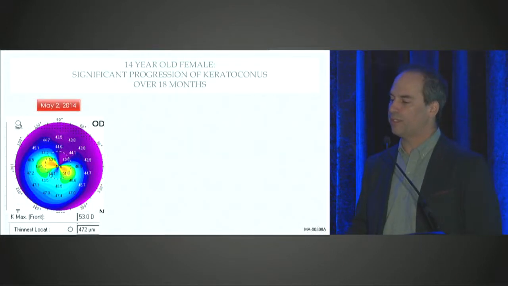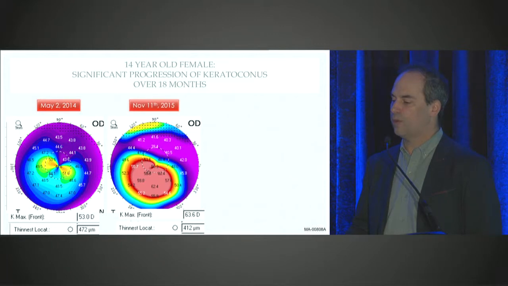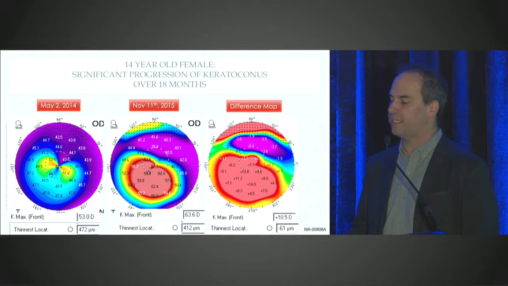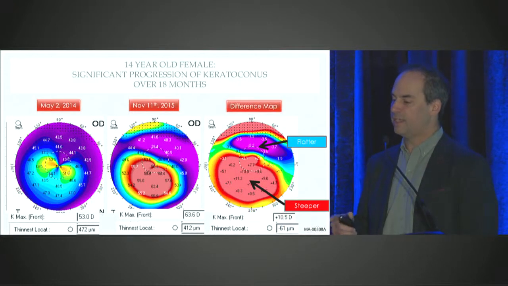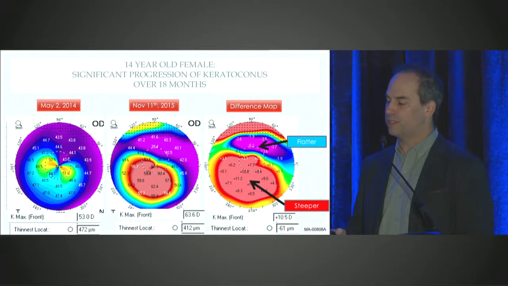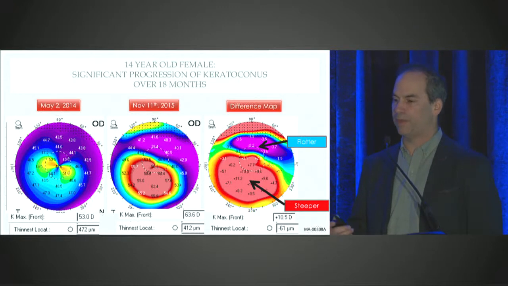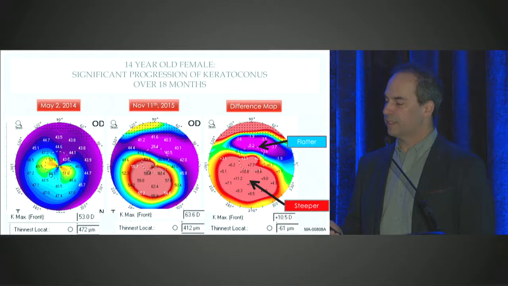Here's another patient. This is a 14-year-old female. You can see how significantly they can progress over a year and a half. We diagnosed this patient with early keratoconus, but they didn't come back for 18 months. Again, the difference map is the key here, where you see this massive change. It's not just the steepening below; it's actually flattening above. So it's a really significant change in the shape of the cornea. Again, you want to watch for these.